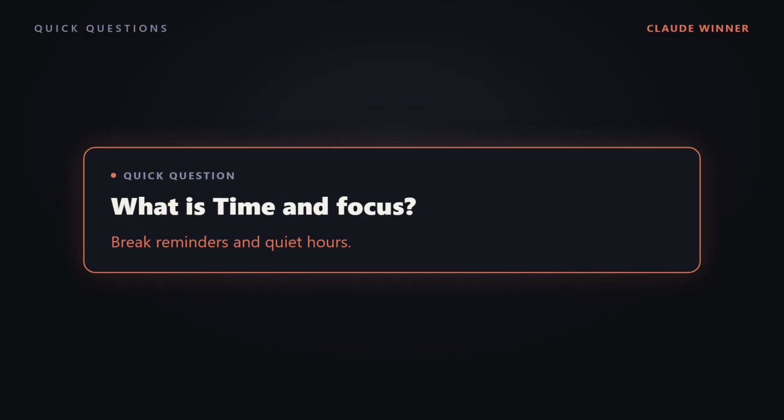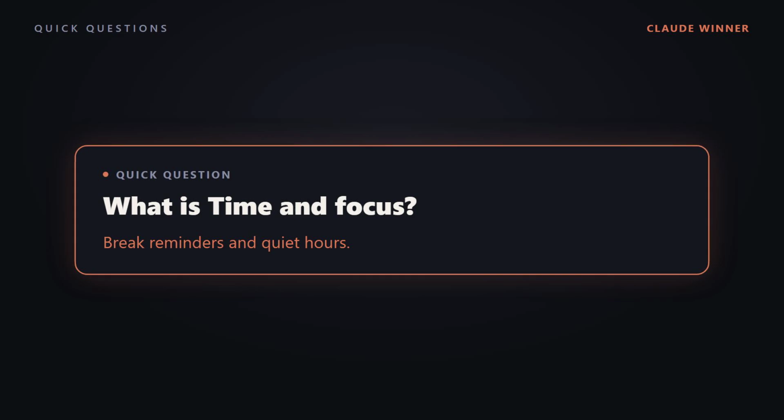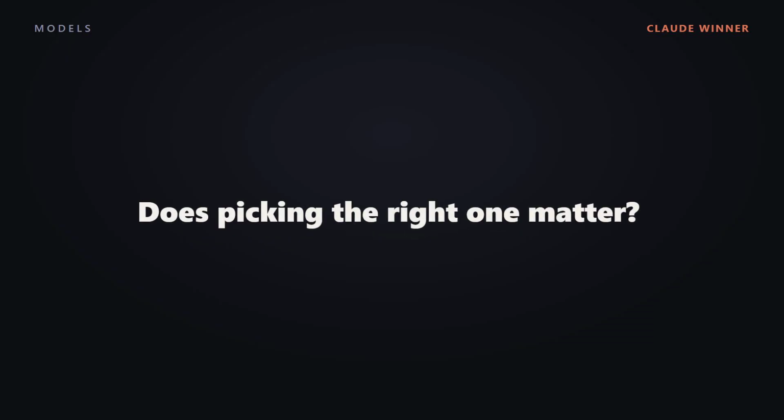Break reminders and quiet hours. A surprisingly kind little feature for something buried in a settings menu. Last piece. And it's the one people overthink hardest. For the names in that drop-down, does picking right actually matter?